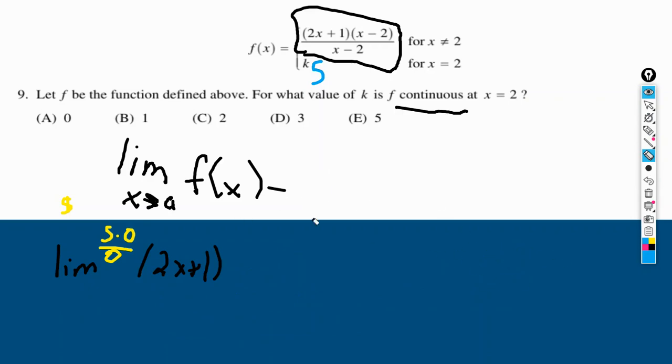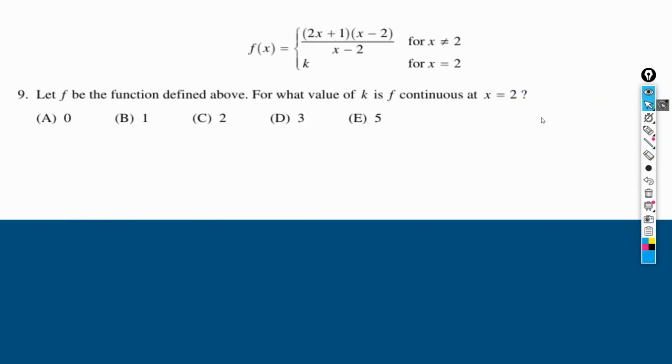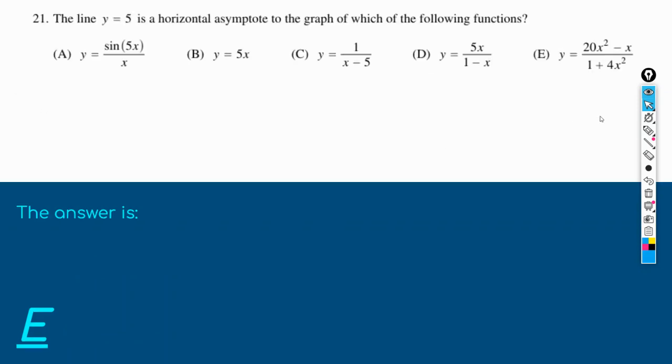Again, I'm not doing a full lesson on limits here. This is just going over some questions. I'm still trying to provide the general topics. If you have any questions for me, please let me know.